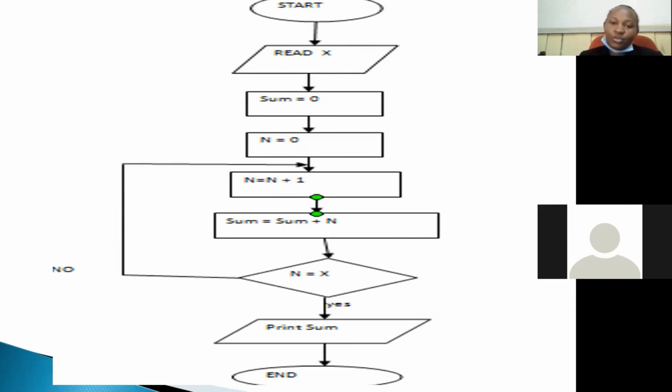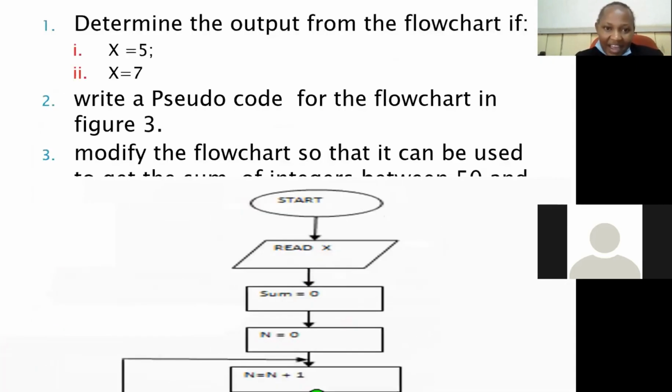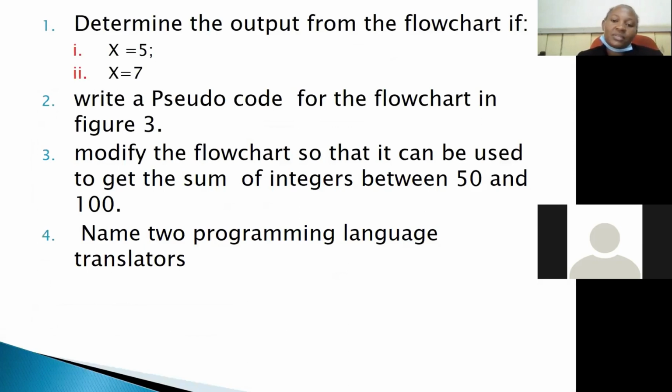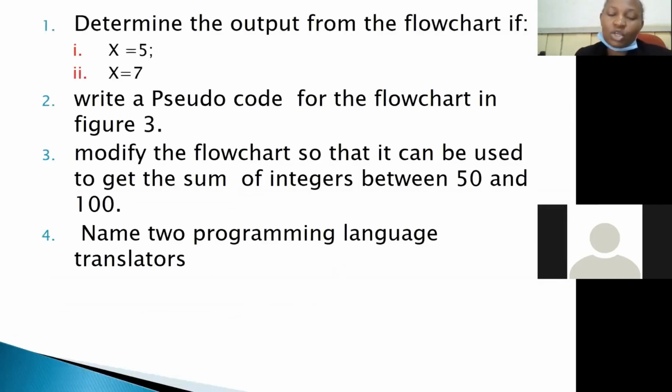Remember that we have input x as 5. So you are supposed now to do this dry run, showing us how the value of n is incrementing. We show again how the value of n is incrementing until the value of n is equivalent to the value of x. And then at that point, you display sum, and then the program stops.